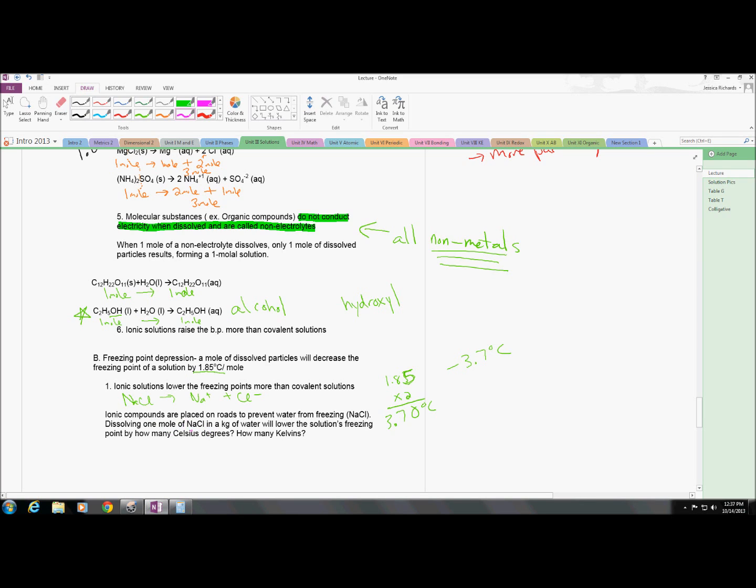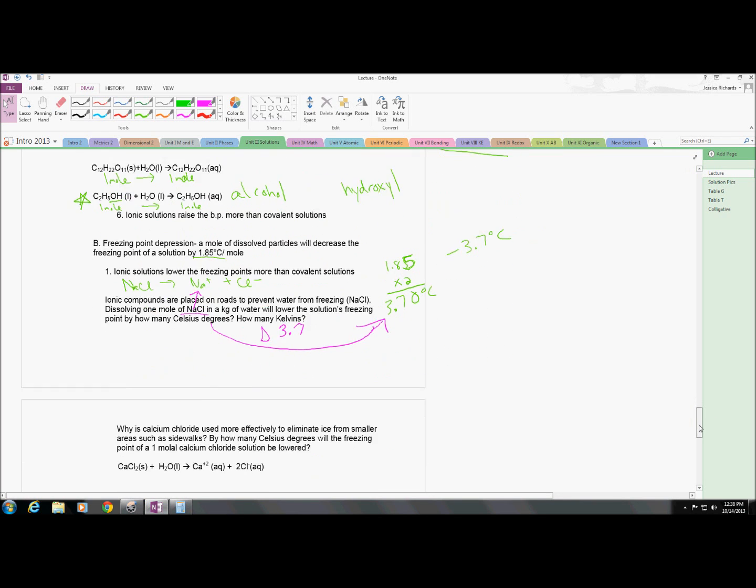Okay, so if we are dissolving 1 mole of NaCl in a kilogram of water, how much does it lower the Celsius freezing point? Well, it lowers it by 3.7 degrees Celsius because your sodium chloride splits into 2 pieces. How many would that be in kelvins? Trick question, right? It's going to be a change of 3.7 because the size of a kelvin is exactly the same as the size of a degree Celsius.